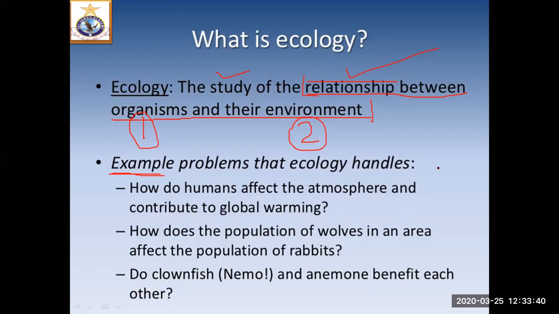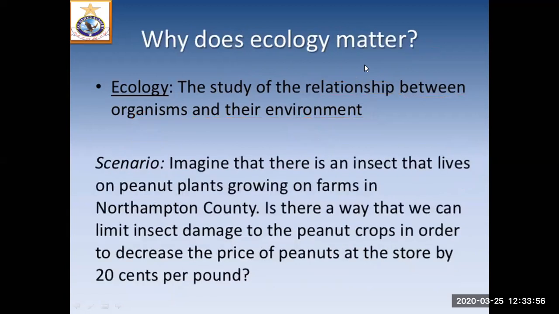So actually, these are the big questions. The question mark is this, that we will have to do a special study. These are the main concern of ecology and whatever we are going to talk about in the next slides. Okay. Let's see.